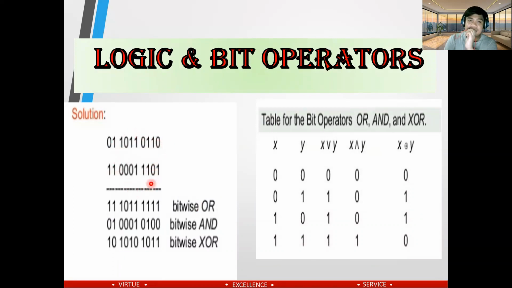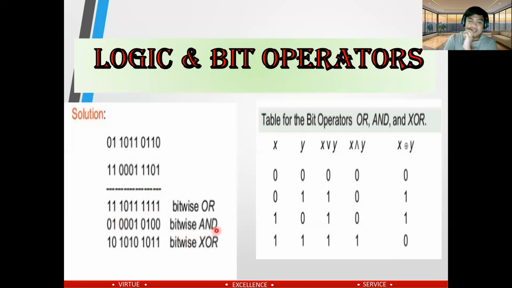I-arrange natin siya vertically, and then we are going to solve, unahin natin yung bitwise OR. So 0, 1, OR. Kailangan mayroong isang true sa kanila para mag-true. So 0, 1 kaya 1. 1, 0 kaya 1 kasi may 1. 1, 1 still 1. 0, 1, 1. 1, 0, 0, walang 1 kaya 0. So for bitwise OR using this given, our answer will be 1101110111 1111. Okay?